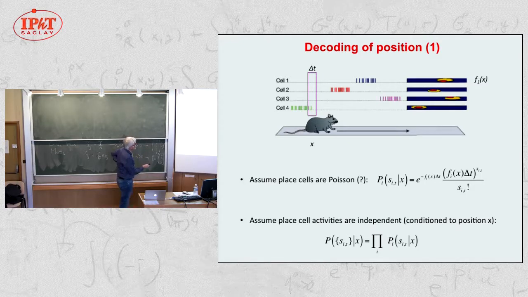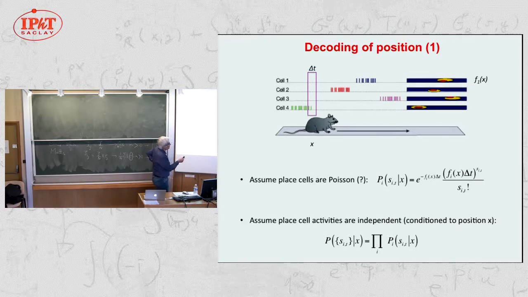So again, here you have an animal moving along a 1D track and different cells which are activated at different places here, different place fields. So what we can do, for instance, to decode the position given the activity is measure these things here. These are called rate maps, and this is just measuring the average activity of place cell number 1 as a function of the position of the animal along the track.